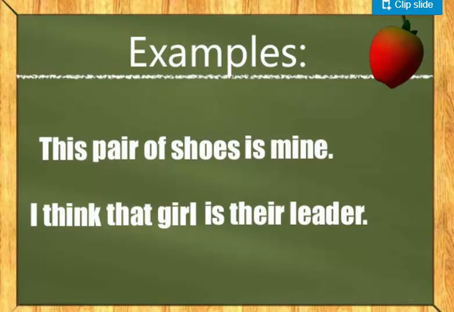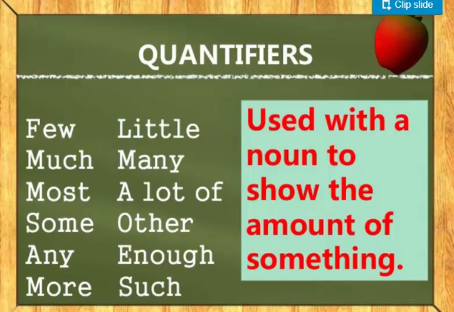Okay, examples are: this pair of shoes is mine, and I think that girl is their leader. So this pair and that girl, they are the demonstrative determiners.